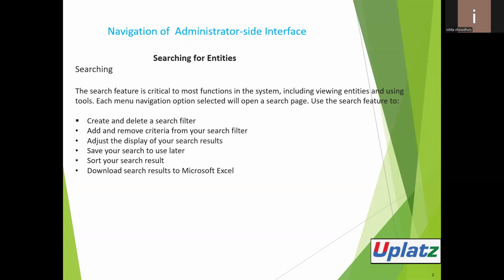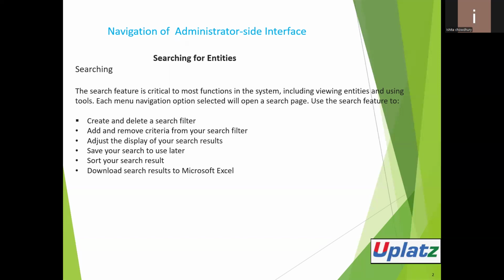So when we talk about viewing entities, what does it mean? We can create various filters. I remember we talked about that in the previous slide, like how a filter field can be applied. How can we remove the filter field from the search entity option or from the search selected option? Next is add and remove criteria from your search filter, right? The next is adjust the display of your search results. Save your search to use later, right? We can also save the search, right?